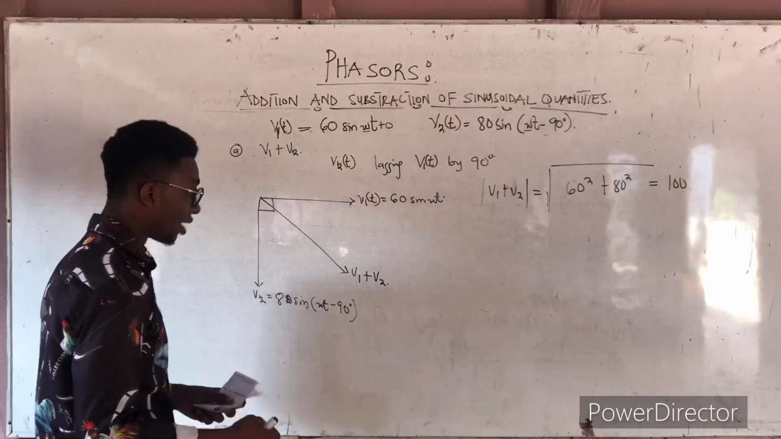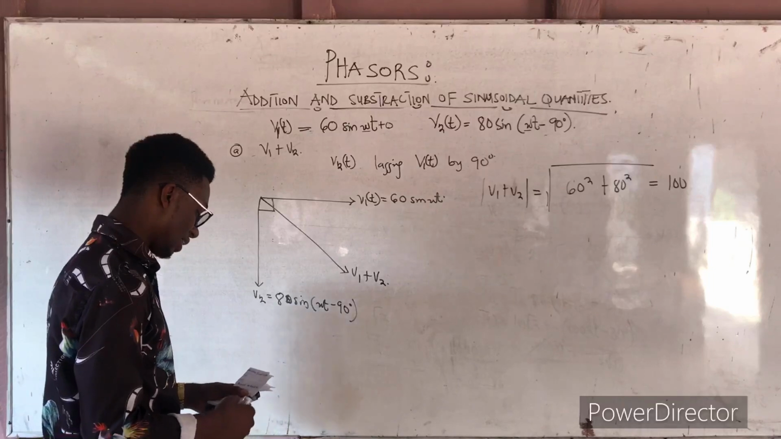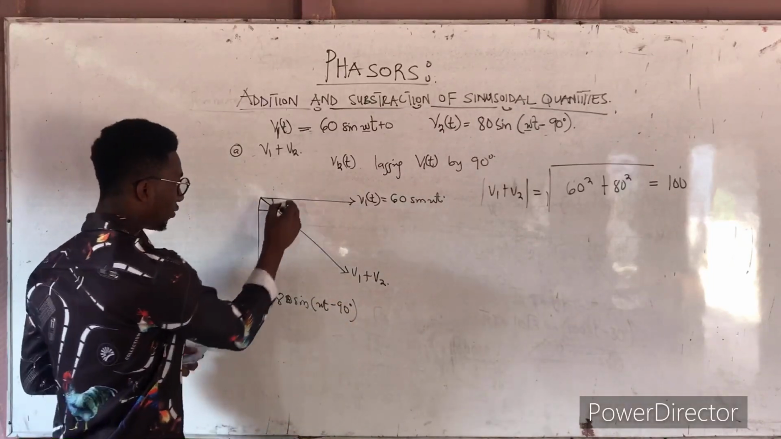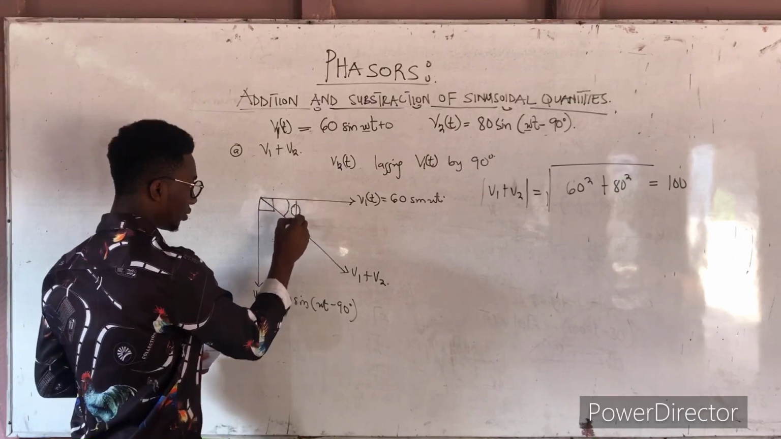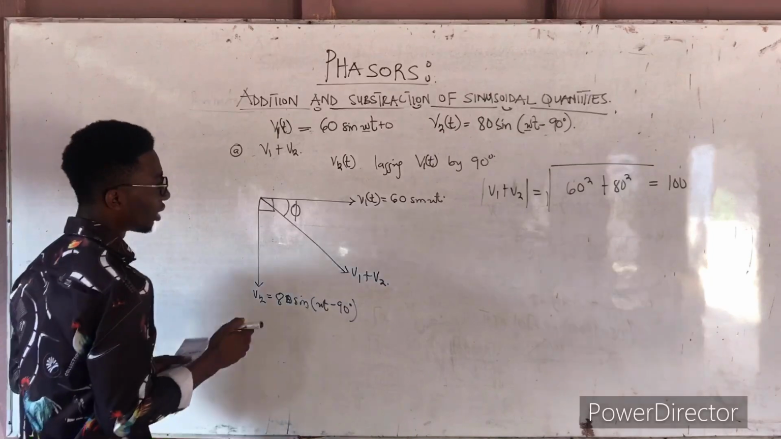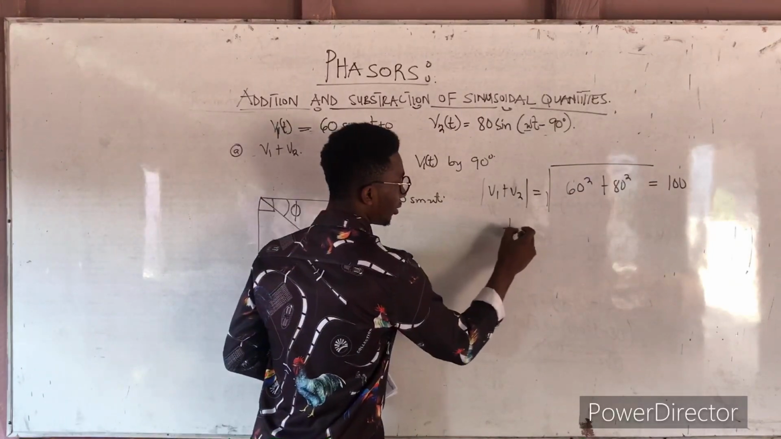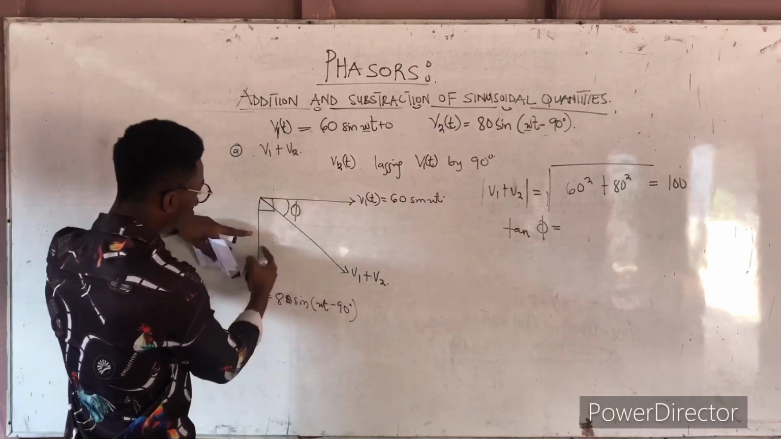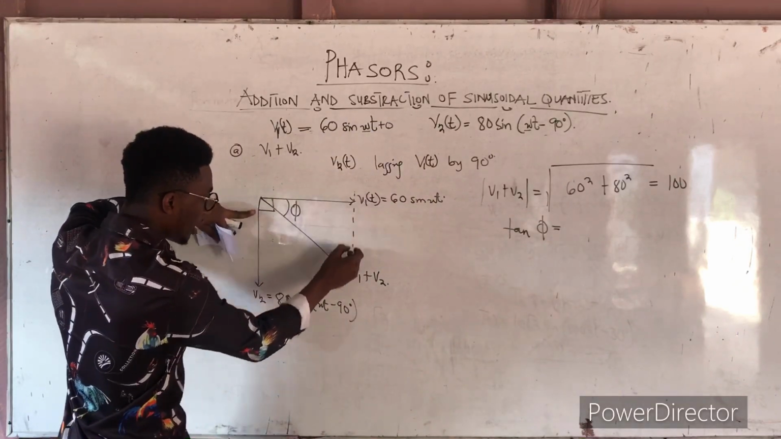Now, if that is giving us 100, how do we find the angle? So now, we want to find the angle here. The resultant. So the resultant angle. So to find the resultant angle, we can use tan. So therefore, tan of the phase angle should be equal to the opposite. So we can bring this one here.